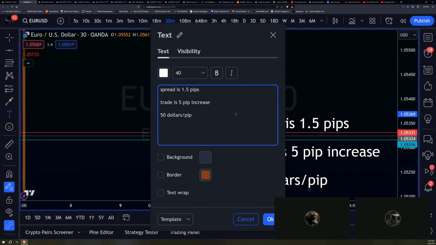Here's the problem with that. You need a 5 pip increase to make your full $250, but you have to subtract the spread from that. So you're going to have a 5 pip increase minus 1.5 pips, and that's if you win, by the way. Automatically, right away, you're losing 30% of your profit to the spread.